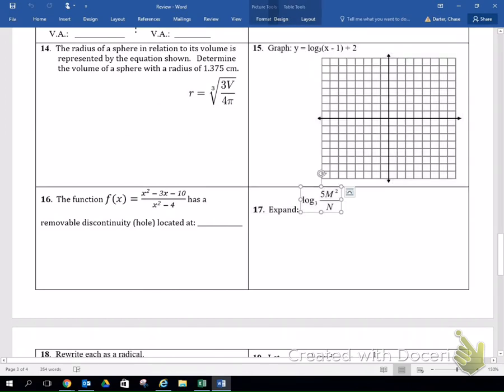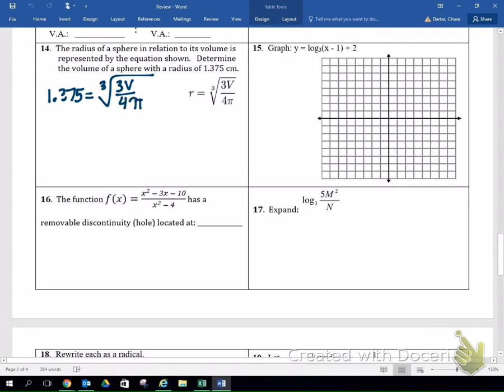All right, so now here we have 14 through 17. 14 says the radius of a sphere in relation to its volume is represented by the beautiful equation shown below. Determine the volume of a sphere with a radius of 1.375. So that's a bunch of words that say plug in 1.375 for R and solve for V. So we're going to go down here. We're going to plug in 1.375 equals the cube root of 3V over 4 pi.